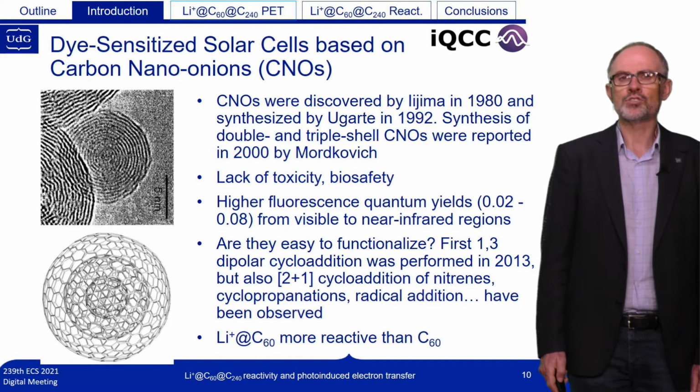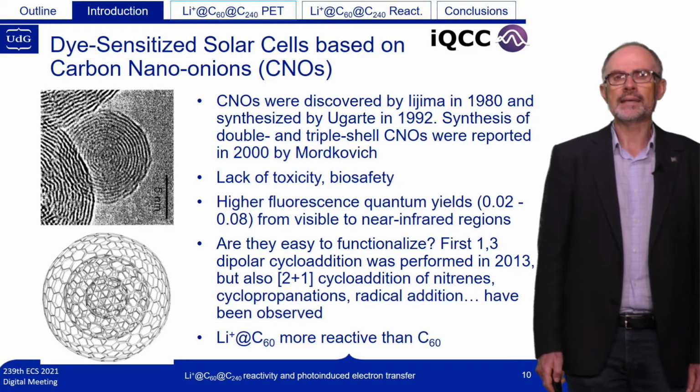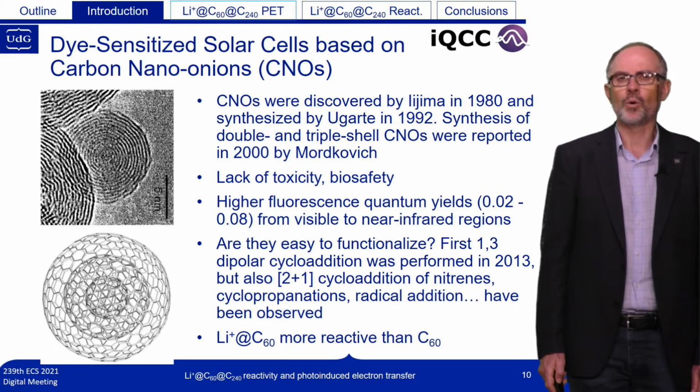Are carbon nano-onions easy to functionalize? In general, the larger the fullerene, the smaller the reactivity because carbon atoms are less pyramidalized. Still, a 1,3-dipolar cycloaddition to carbon nano-onions was reported in 2013, and later on [2+1] cycloaddition of nitrene, cyclopropanation, radical additions, oxidation, etc. were also observed in carbon nano-onions. In case carbon nano-onions were not reactive enough, there is always the possibility to encapsulate lithium plus inside the carbon nano-onions, since it has been shown that the lithium cation encapsulated in C60 is more reactive than C60 itself.